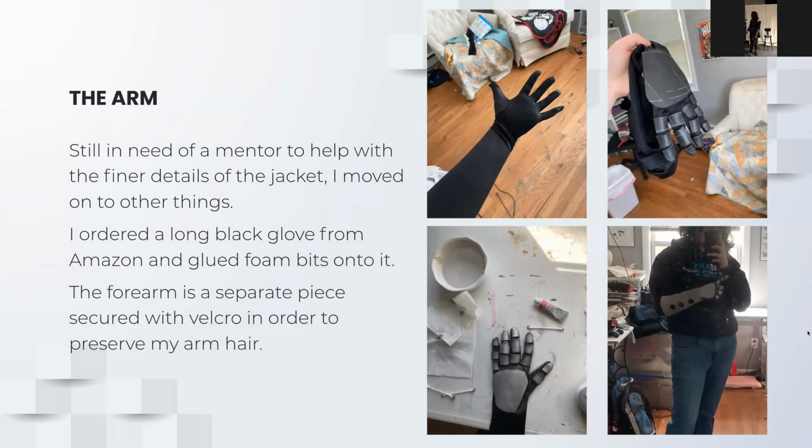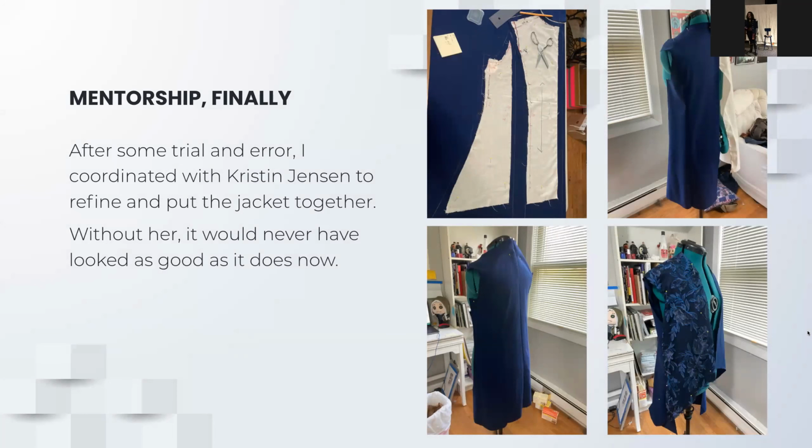So for the arm, I still didn't have a mentor. It took me a very long time to get a mentor because a lot of stuff just didn't work out. But I got started on the arm. What I did for the arm, I bought a very long glove, which I was surprised fit because I don't fit in gloves most of the time. I put a thin foam on top of it and then painted it. And it looks better than I thought it would. I didn't expect much.